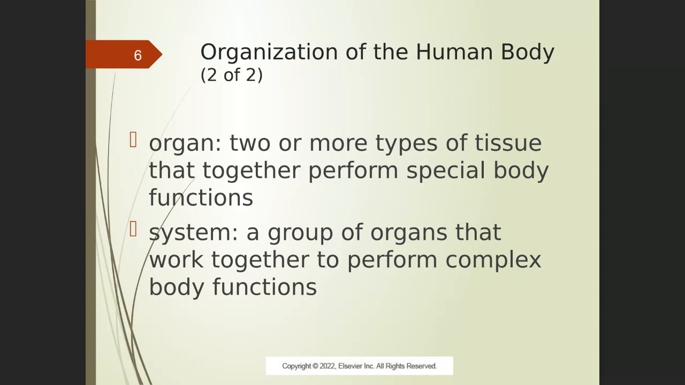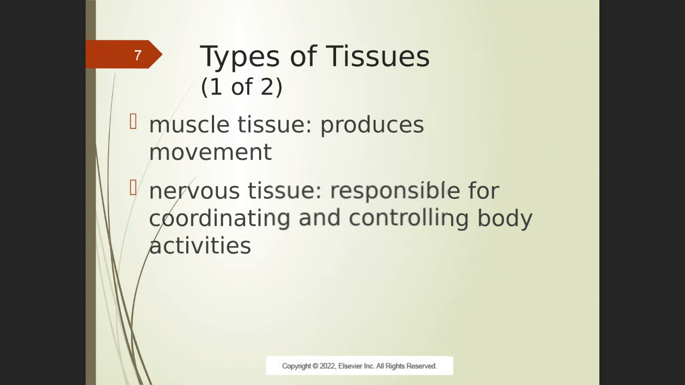And in this case, we're going to be talking about the human body, not an animal body, a human body specifically. The other thing that you need to remember is the types of tissues that you have in your body. You have muscle tissue, which produces movement. Okay, it does not control movement. It produces movement. Okay, nervous tissue is responsible for coordinating and controlling body activities. Nervous tissue or the nervous system is the one that actually causes you to move.